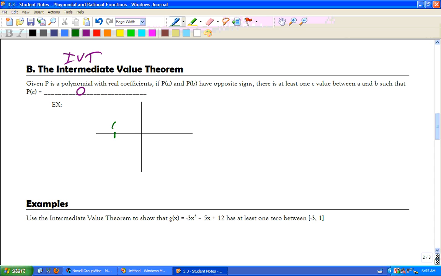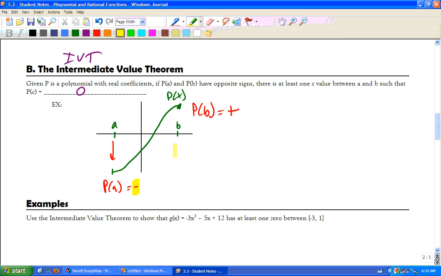Let's say here's an A value, and let's say here's a B value somewhere along our x-axis. And we have some polynomial. It looks kind of crazy, maybe basic, something like that. And that's what P of x is on the interval from A to B. P of A, in this case, is negative. P of B is positive.